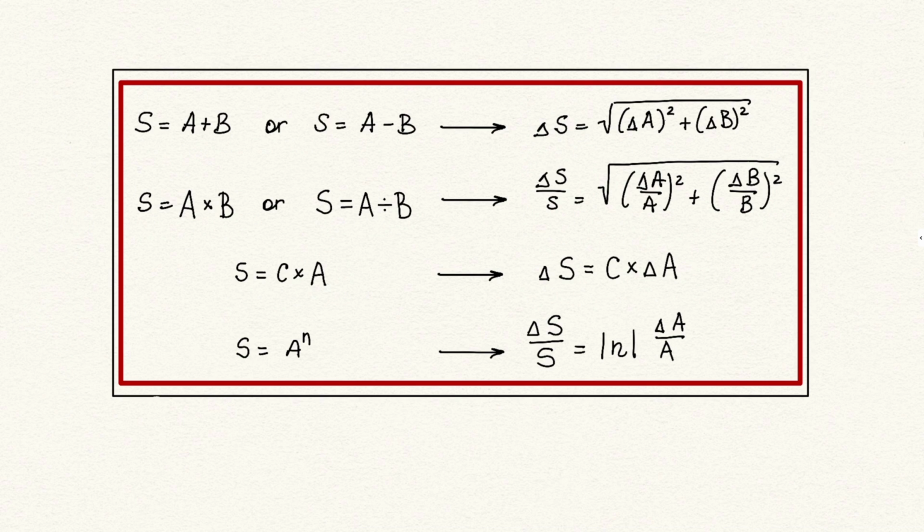And the last case here is when S equals our measurement A to some power n. Then again, we'll talk in terms of relative errors, and the relative error in S equals the absolute value of the power multiplied by the relative error in A. So if this is clear, you can just take all these equations and go do your lab report. If you still have some questions, I'm going to do some examples right now.